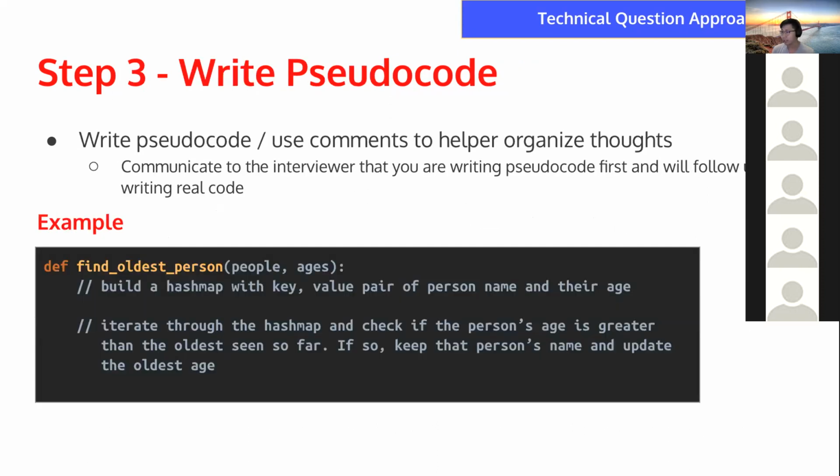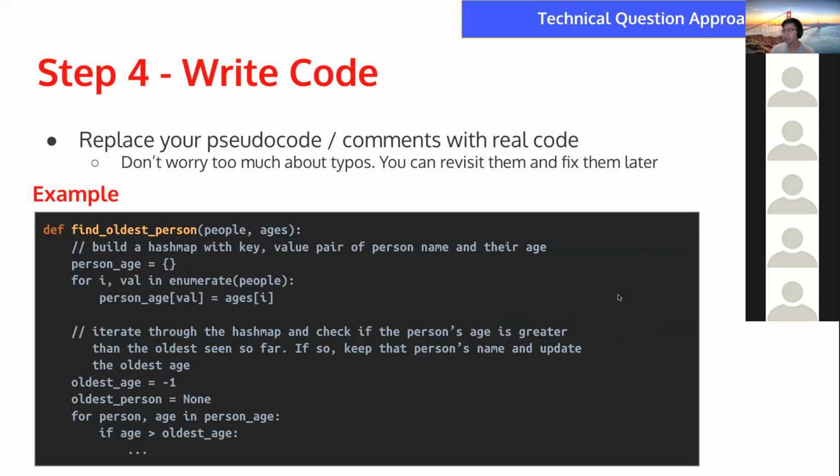And then once you do that, step 3 is to write pseudocode. You can just write pseudocode or even use comments to think about how you're going to write this code. This can help to structure your thoughts before you actually move on to the implementation. And then step 4 is writing code, or the actual implementation of the code. And hopefully here you're very familiar with your programming language of choice, so then you can write this code swiftly.